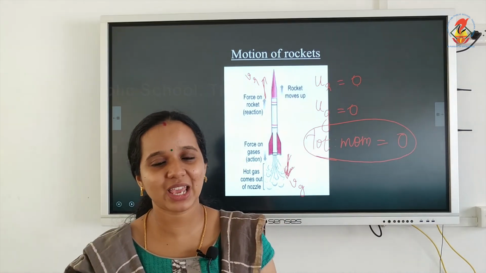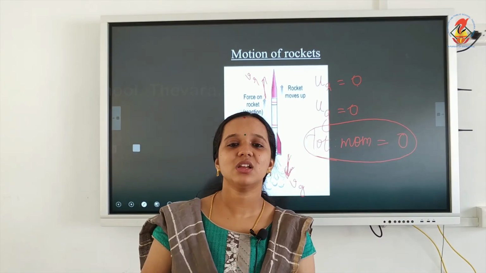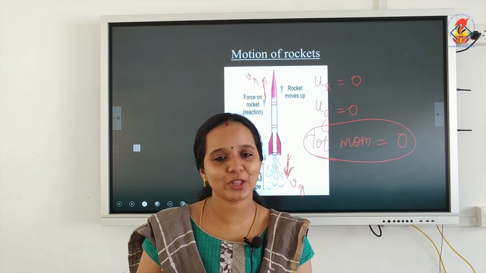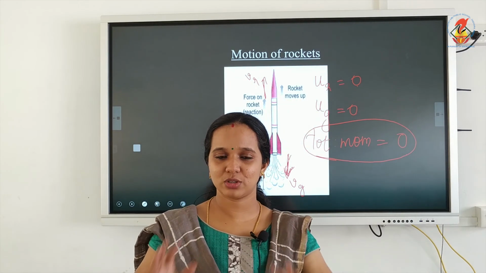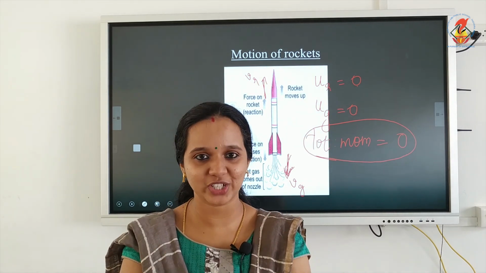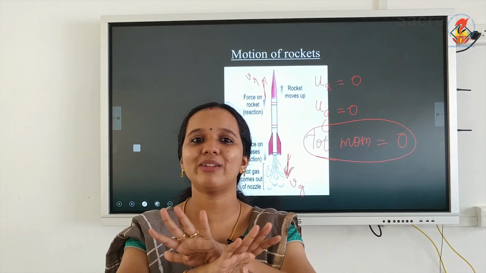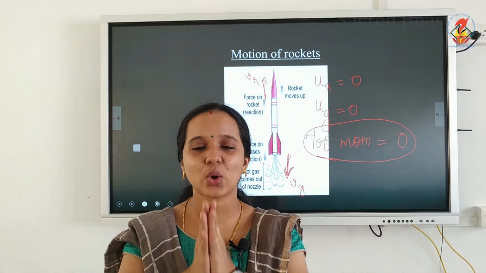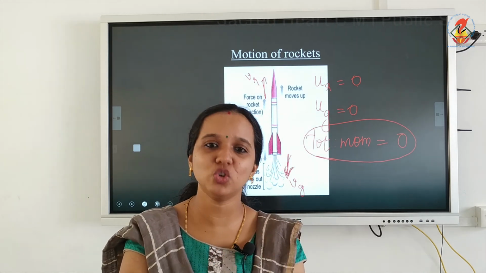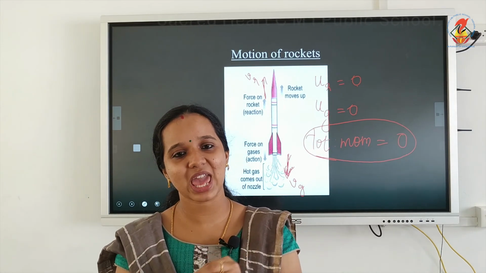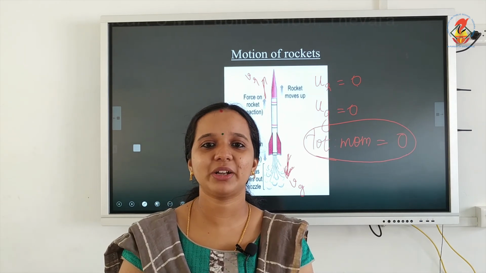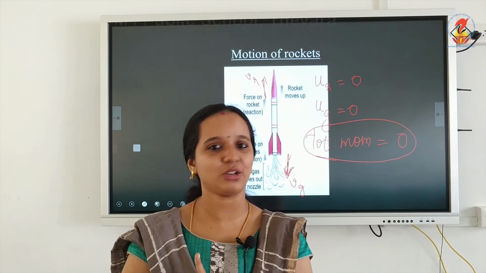So, these are certain applications that relate to the law of conservation of linear momentum. Hope the topic is clear. So, the law is, if no external force acts on an object, its total momentum will remain the same. And the equation is MAUA plus MBUB is equal to MAVA plus MBVB. This is the mathematical formula of the law of conservation of momentum.